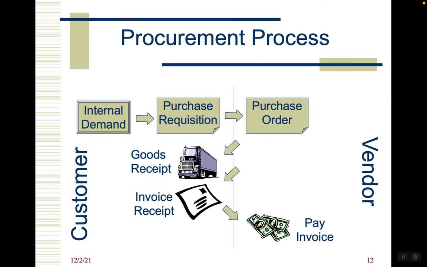We will receive the invoice. We'll match the invoice to what was actually received. And if everything lines up correctly, we'll pay the invoice. And that is the procure to pay process in a nutshell.